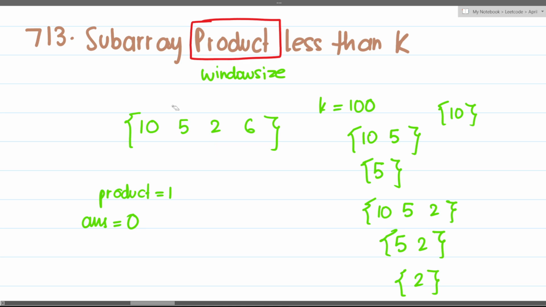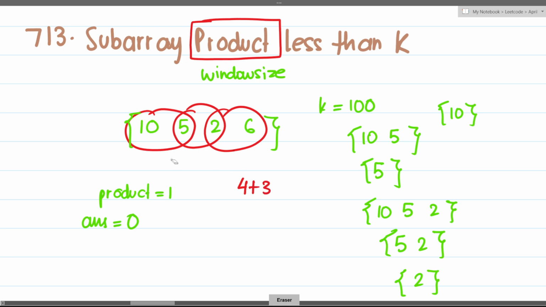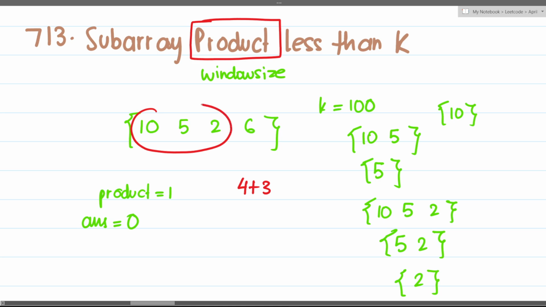So just visually first, without any logic, let's try to see what the answer for this test case is going to be. So it's going to be 10, 5, 2 and 6, all these individual arrays. Then it's going to be 10, 5, okay, 5, 2 and 2, 6. So 4 plus 3, perfect. Then it's going to be 10, 5, 2, no, because that's exactly 100. But 5, 2, 6, yes, right? So plus 1. And then 10, 5, 2, 6 obviously does not constitute the answer.